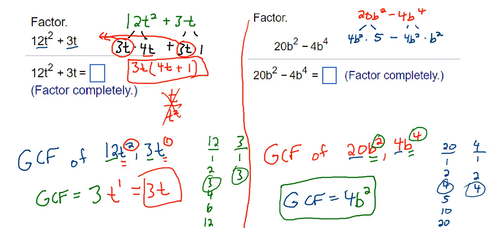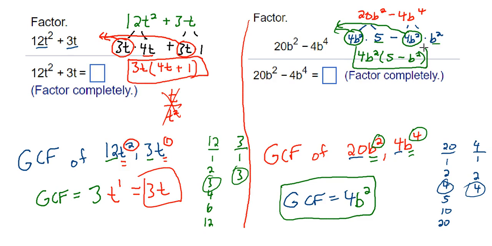And in this way, we can see the greatest common factor in both of our terms. And now that we see that it's the same in both of them, we can undistribute it. We'll write it one time out in front of a set of parentheses, and inside that set of parentheses we write what's left over, which is 5 minus b squared.